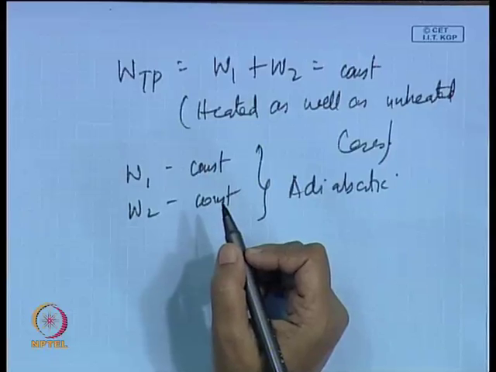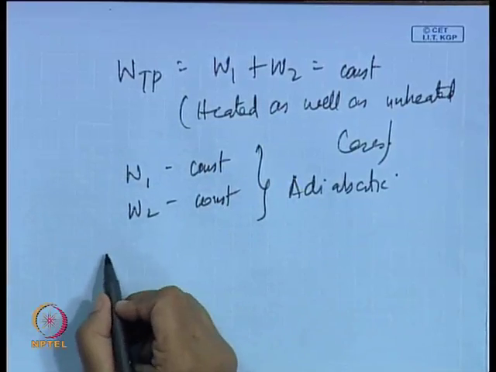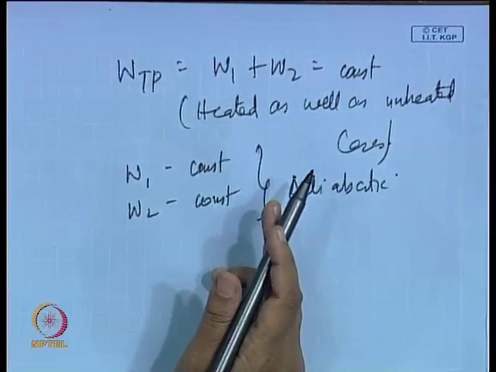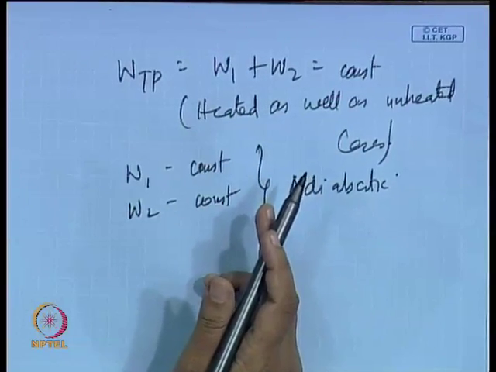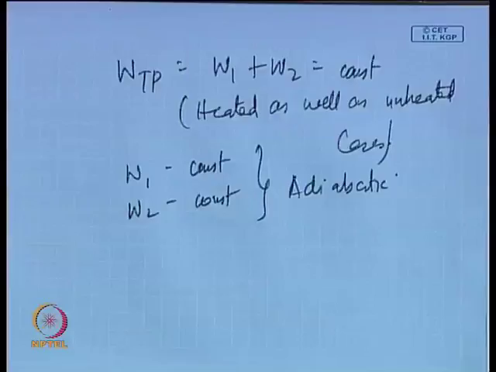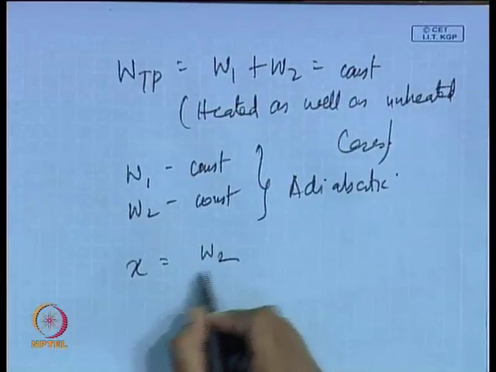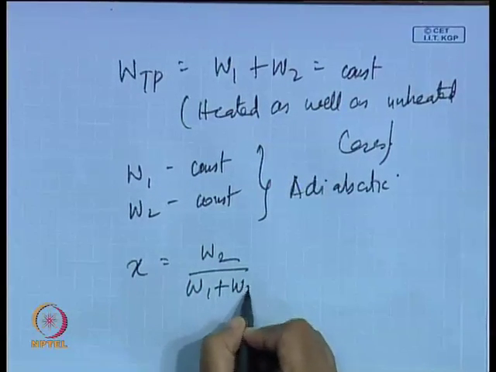But when we are considering heated condition, then in that case WTP is constant, but W1 and W2 change. And therefore, we find that throughout the channel the quality or the mass fraction of the two phases keep on changing, and from thermodynamics we would like to refer to this mass fraction as quality of flow. So, we defined x in the last class. This was nothing but equal to W2 by W1 plus W2.